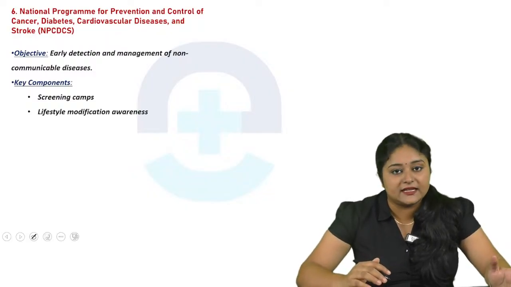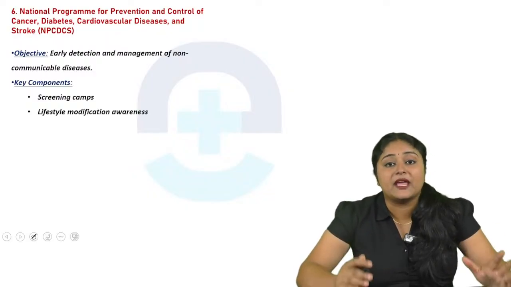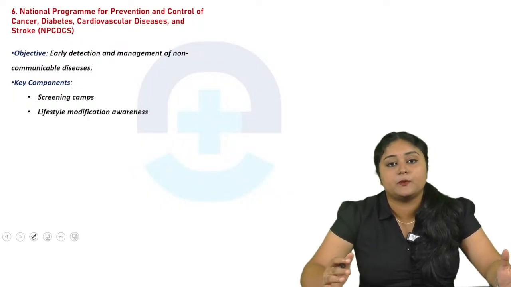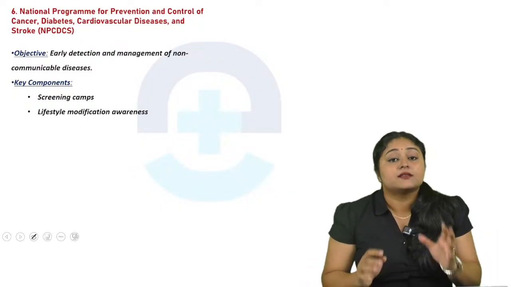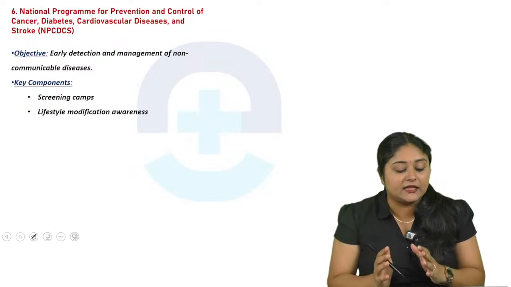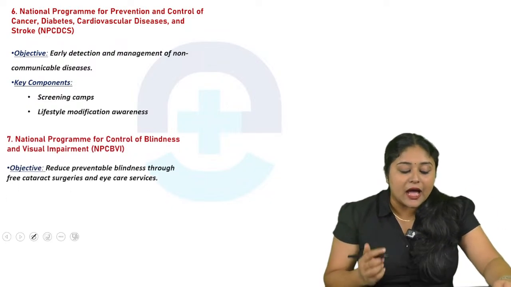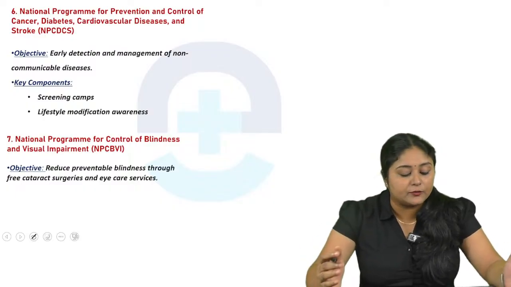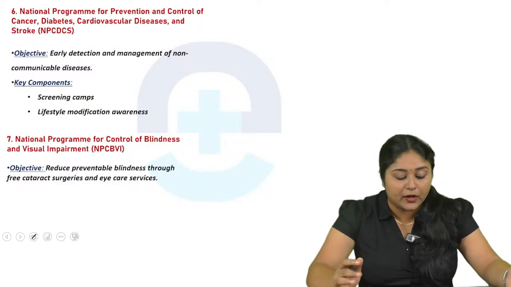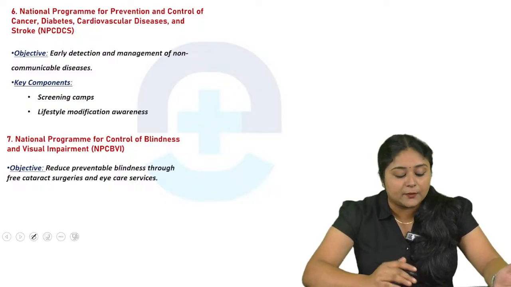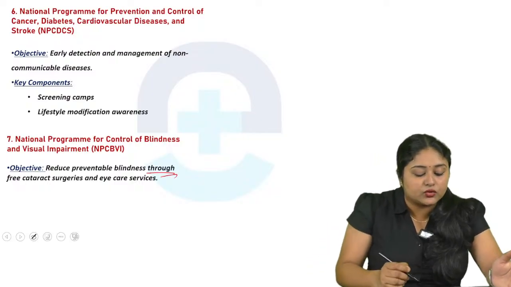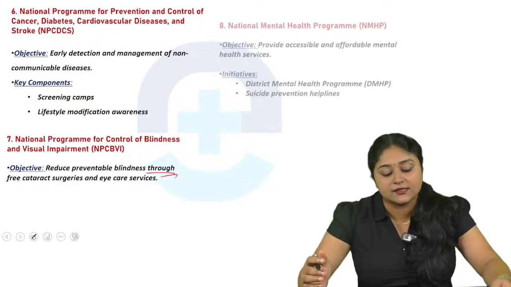So NPCDCS. Okay. What is the main objective? Early detection and management of non-communicable diseases. The main key components are screening camps as well as lifestyle modification awareness. Now come to the National Program for Control of Blindness as well as Visual Impairment. The main objective is reducing preventable blindness through free cataract surgery and eye care services.